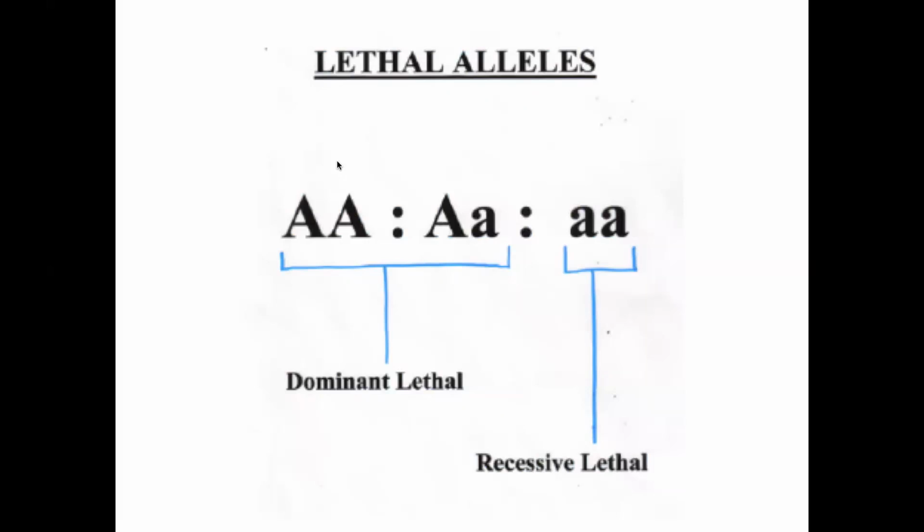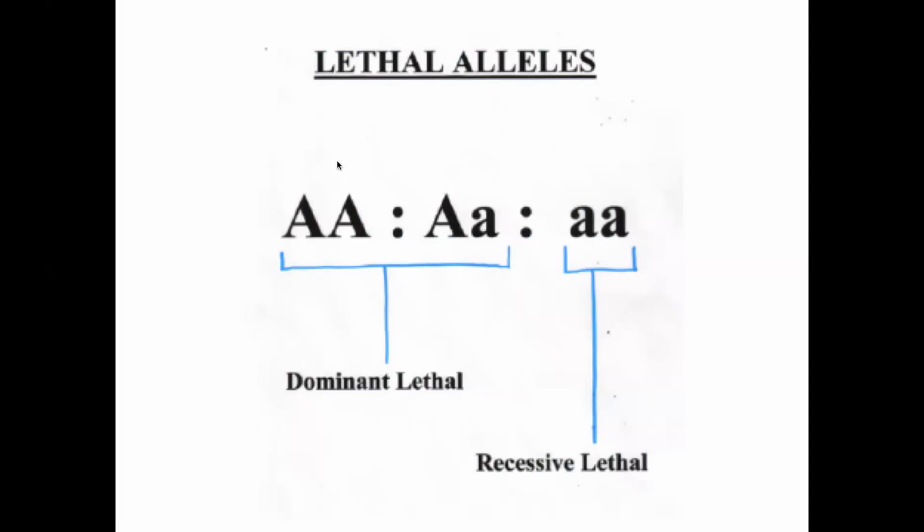Okay, so lethal alleles again can exist in 2 forms, either a dominant form or a recessive form. What I want to first point out is that the most common type of lethal allele that's observed in nature are the recessive alleles, recessive lethal alleles. And there's a reason for that.